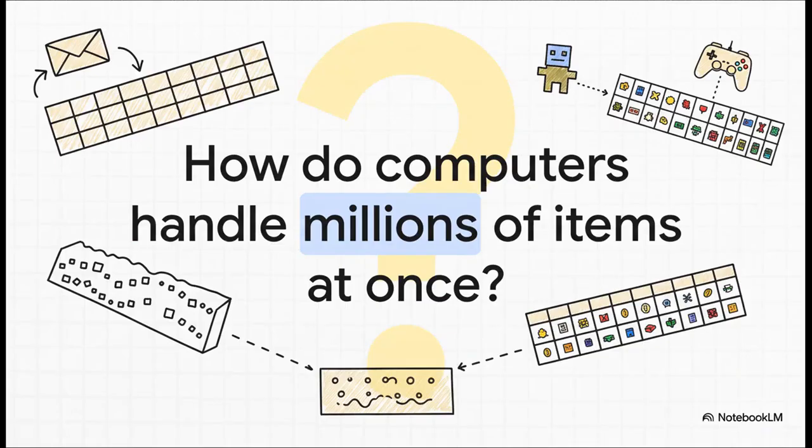Have you ever stopped to think about how your computer juggles, I don't know, a million emails at once? Or how a video game can keep track of every single enemy, bullet, and piece of scenery on the screen? I mean, how does it handle all that data without just melting down?